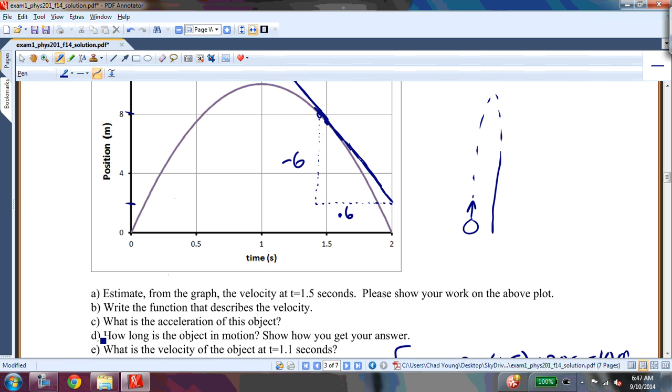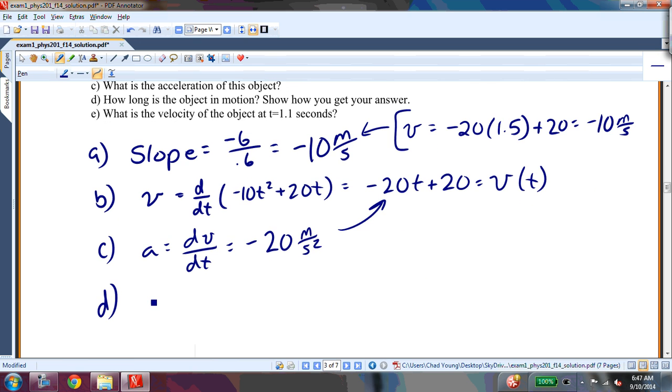You know, there are several ways you can do this. The easiest way is just to say, well, it starts here and it ends here, so darn it, it's 2 seconds, all right? So I can just take it from the plot. It shows 2 seconds. There are some other ways to do it.